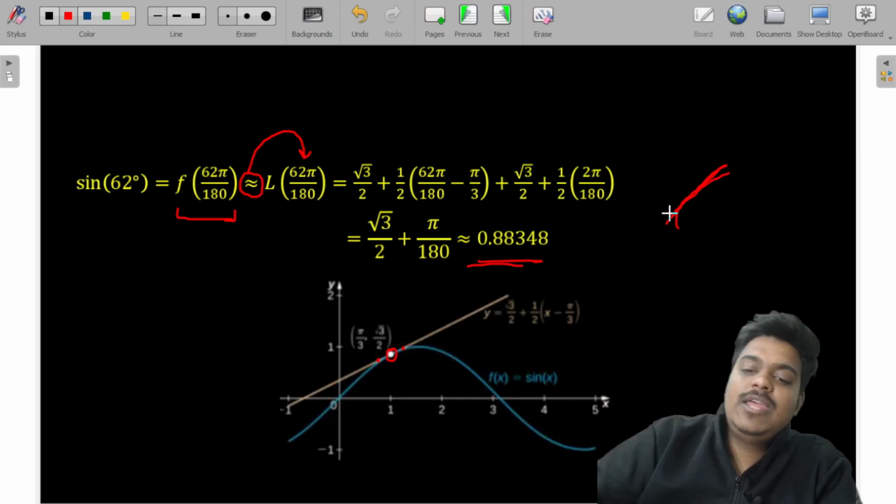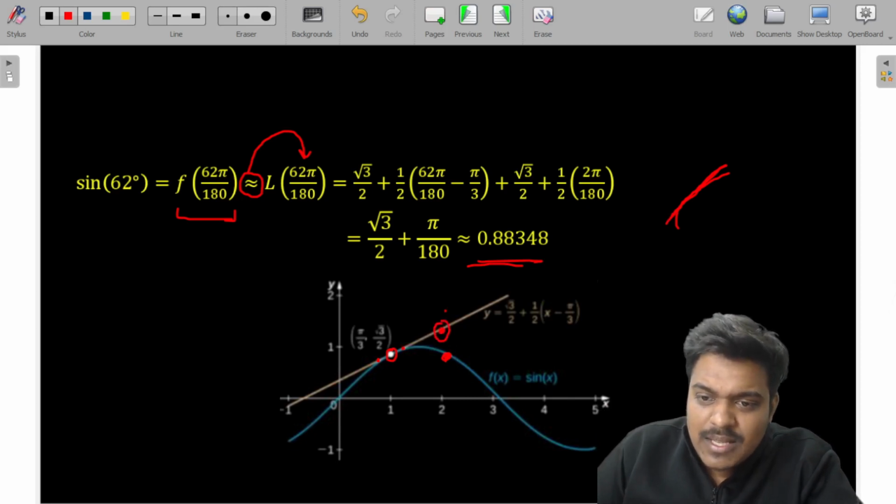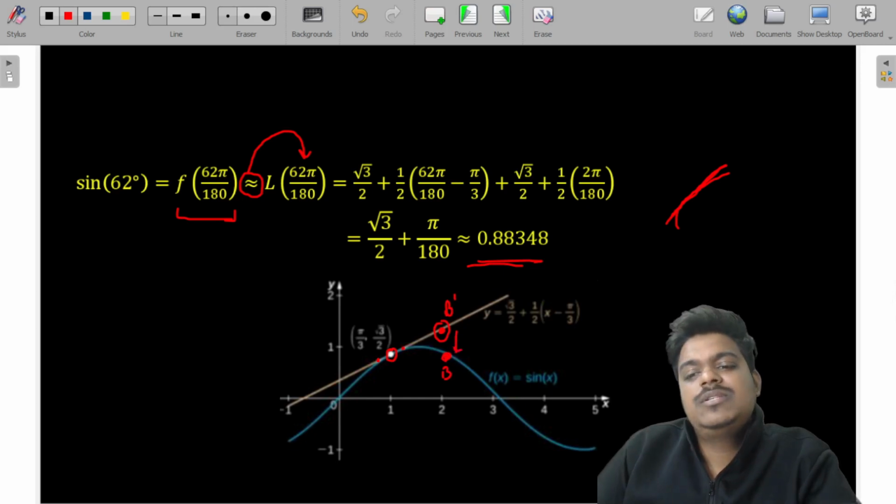You cannot find a very huge value. For example, if you need to calculate the value at this point, it is not possible, because the value given by this line is this, that is point B dash, and we want to calculate the value at point B. So this is a huge gap.